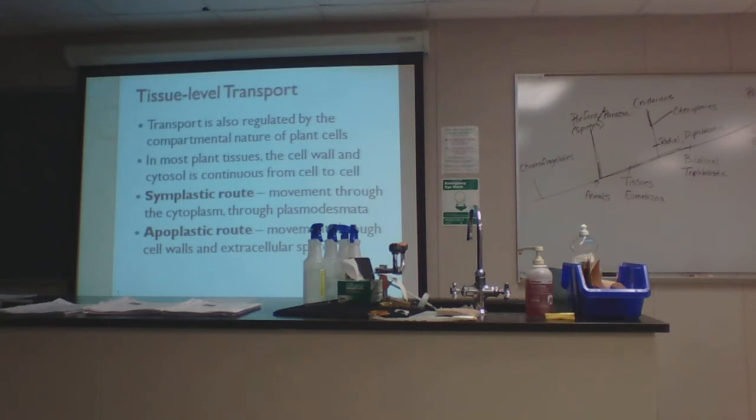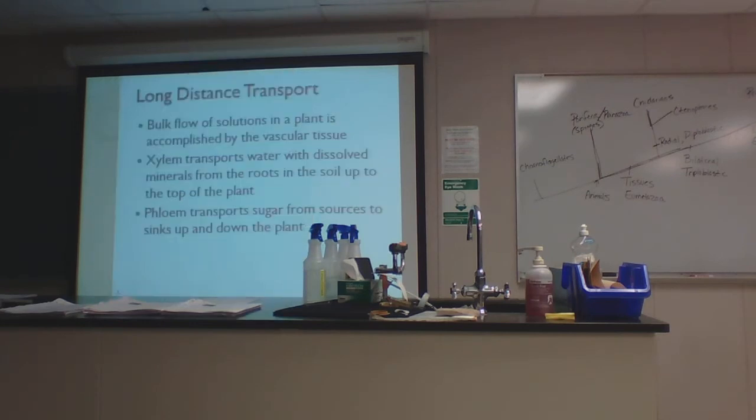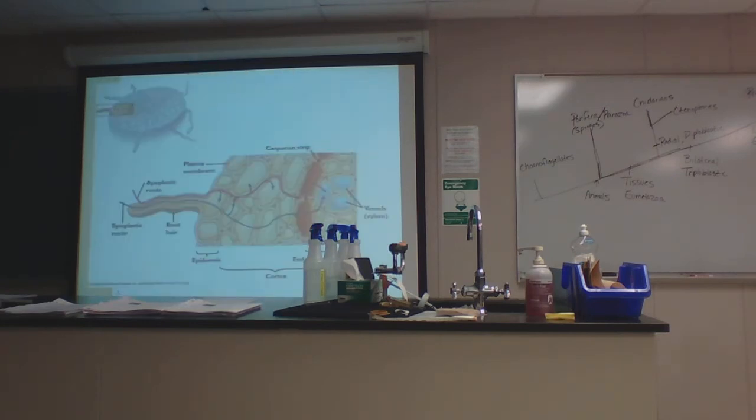Okay, then we have the symplastic route and the apoplastic route, which is how things move through the plant's tissues. And basically, that is going to be also on your test. So on that diagram, you're going to have to draw in the apoplastic route and the symplastic route. And also, don't forget about the Casparian strip and how it has to move around the Casparian strip.